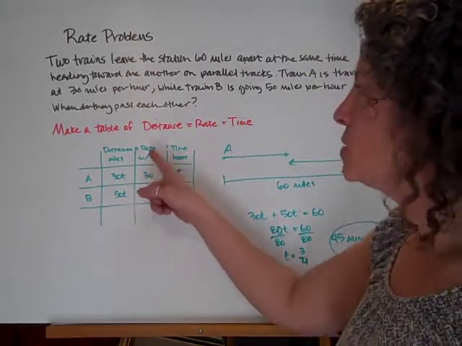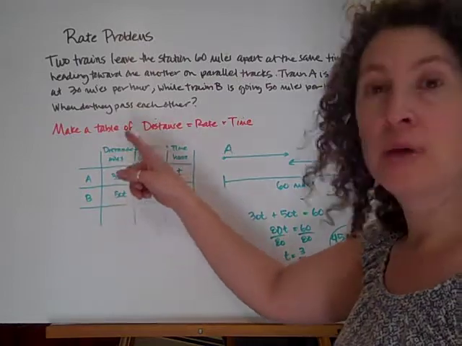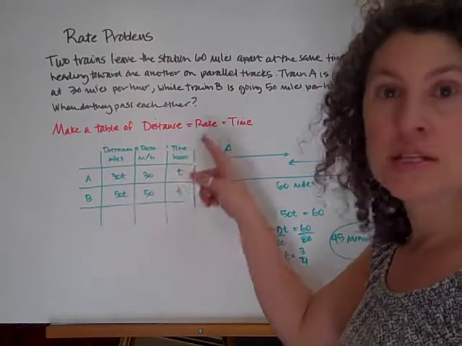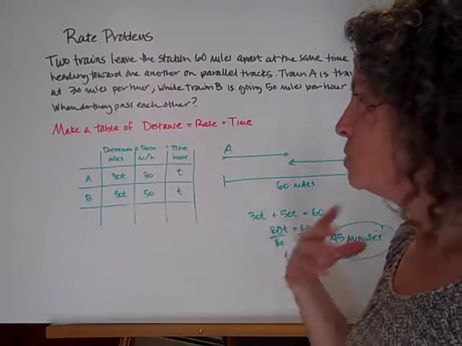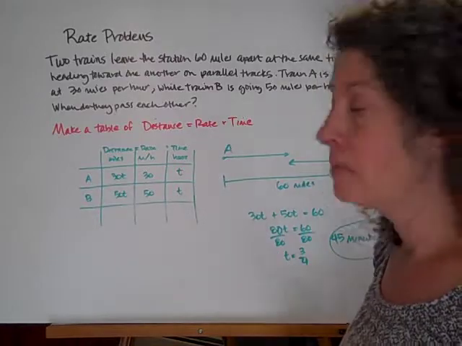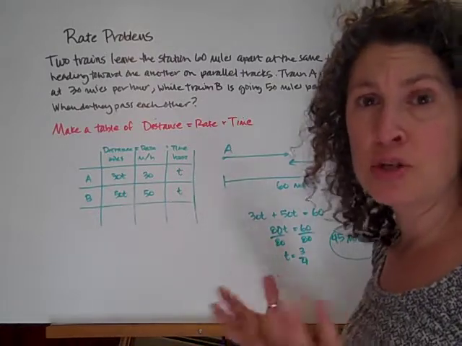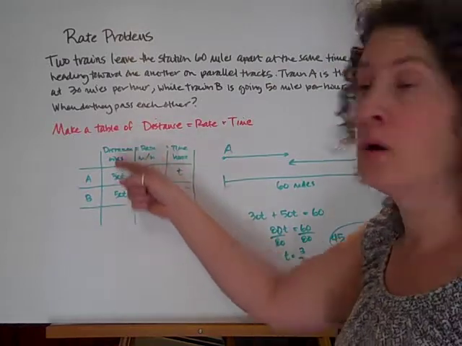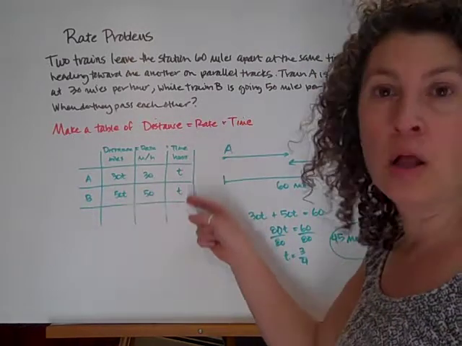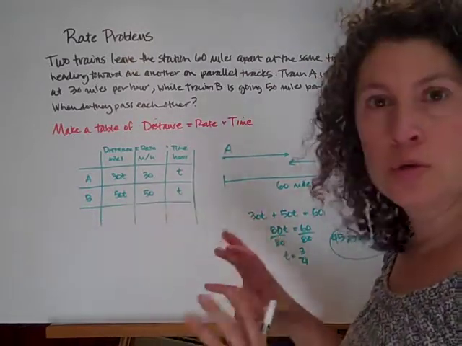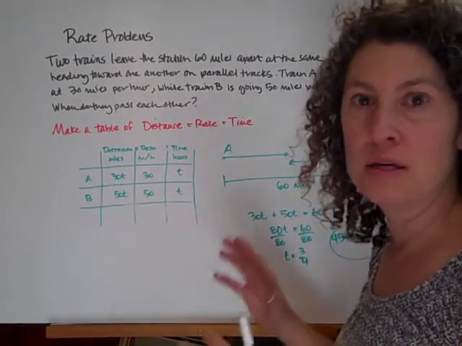So I have my rate as miles per hour, which means I have one column that's miles and another column that's hours. If that was meters per second, I could do the same thing. And for any type of rate, if I had dollars per hour, I could do a column of dollars and a column of hours. So I can really use this for any type of rate that we're looking at.